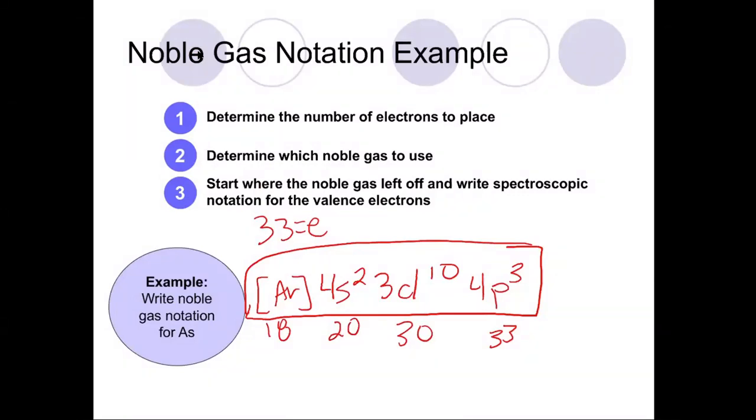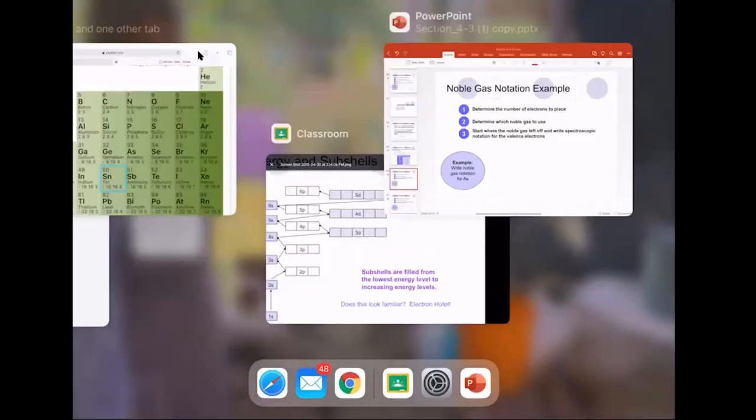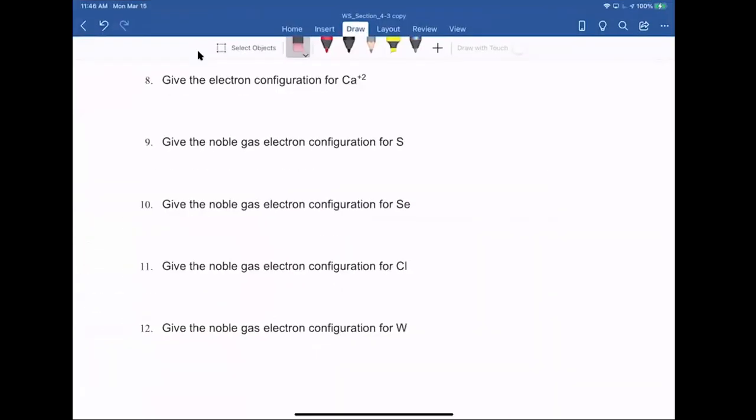Okay, so what I want us to do is look at number 9. Let's do number 9 together. It says give the noble gas electron configuration for S. So again, first thing is we have to figure out S's atomic number. What is the atomic number for S?